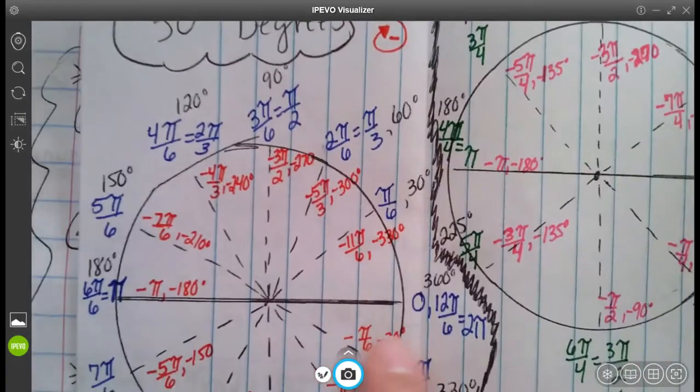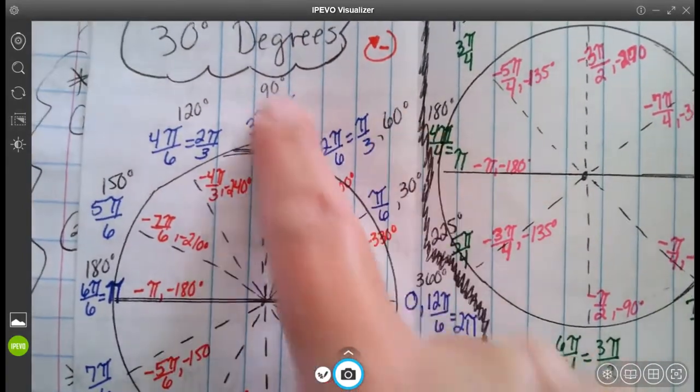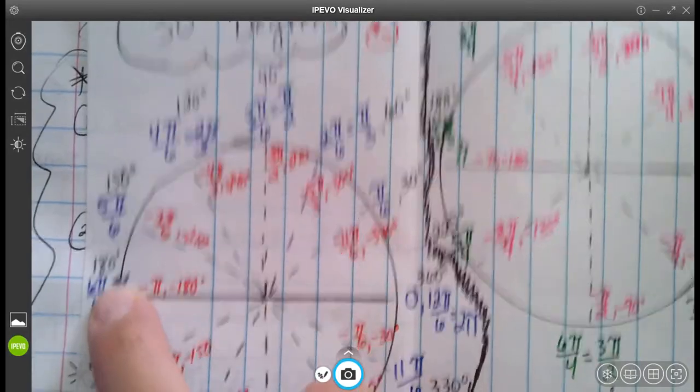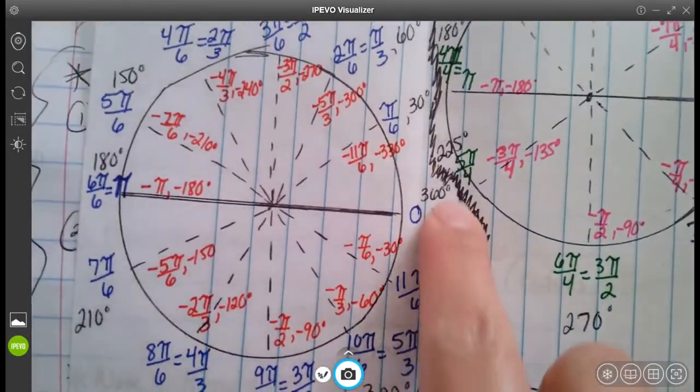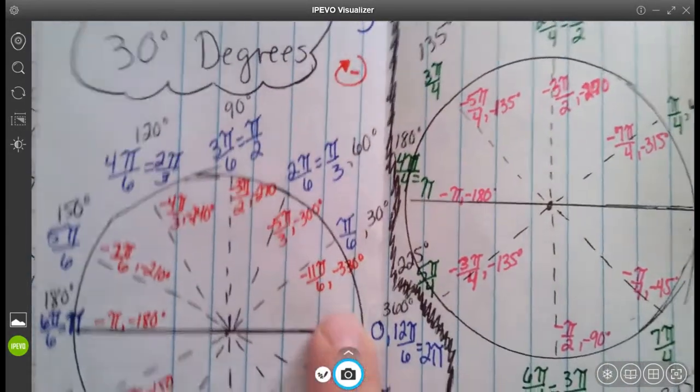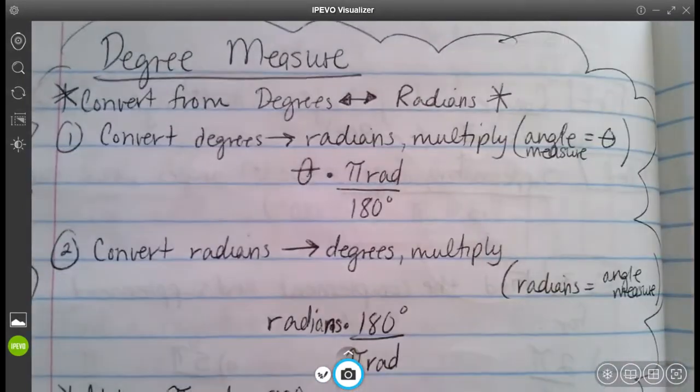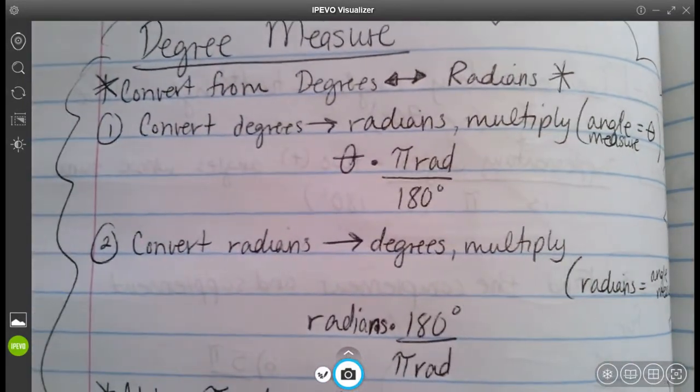If you look at the degree measures, it's 0, 30, 60, 90, 120, 150, 180, and so forth, all the way till you get to 360. So this one we're more familiar with. So what I'm going to show you here is how to convert from one to the other.